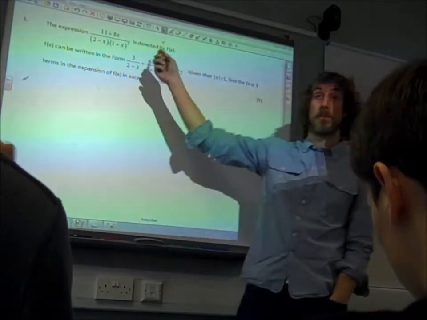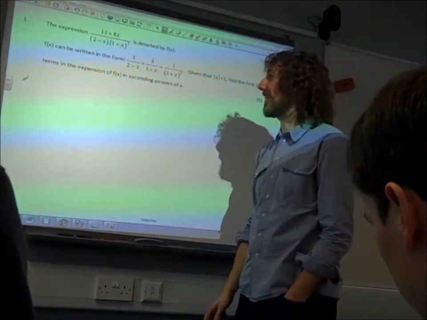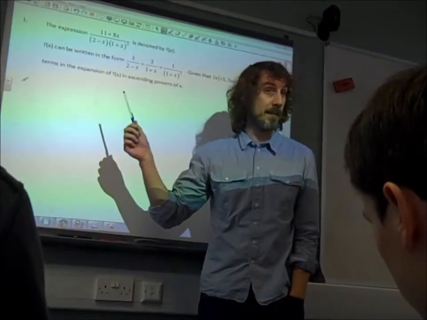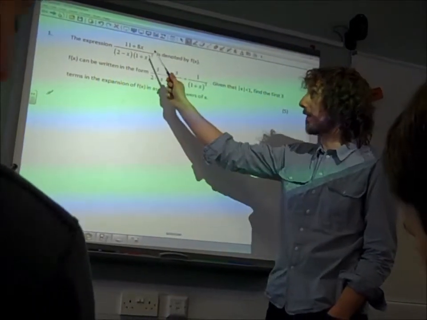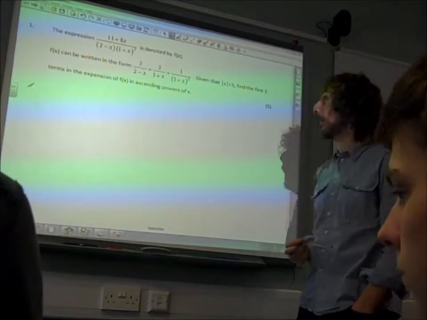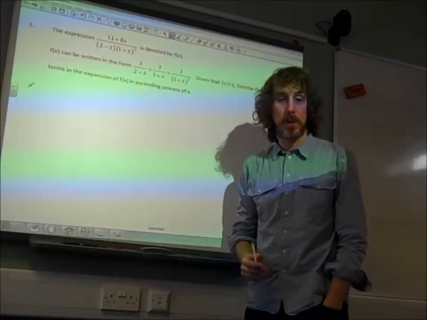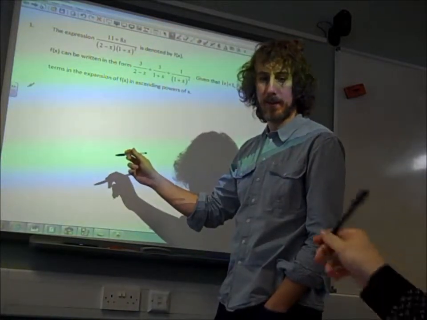The expression 11 plus 8x over 2 minus x, 1 plus... this question, do you notice this? I think this was a bigger question that I edited. I did it last year. But I think I cut out part 1, which said show that it can be written like that. And it goes straight into, given that the modulus of x is less than 1, find the first 3 terms in the expansion. So we've got to expand. I didn't expand it, I just showed that.